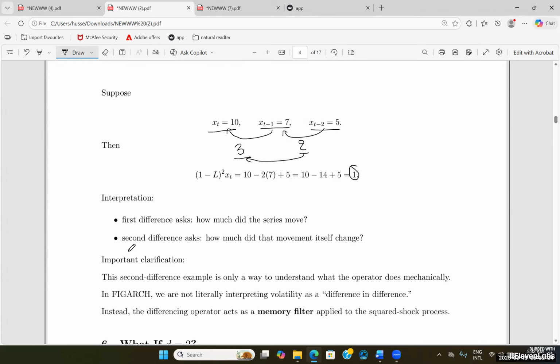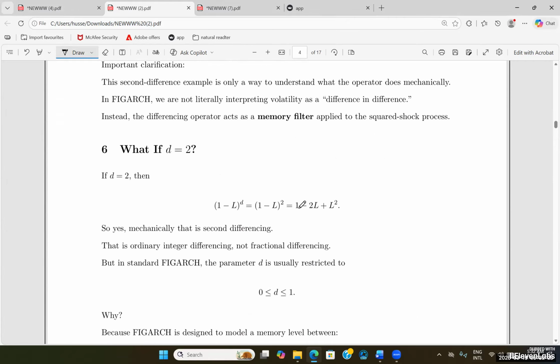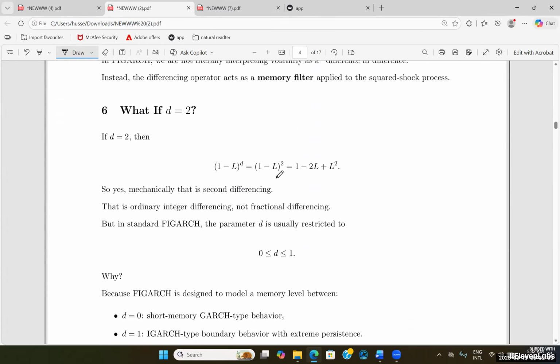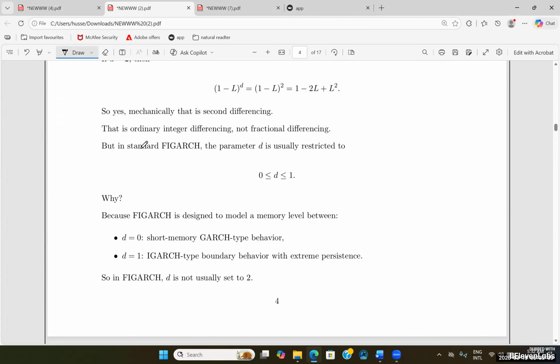This concept is precisely what we refer to as the second difference. It essentially describes how much the rate of change itself has altered. It's really important to become familiar with these specific kinds of terms, because doing so will be extremely helpful when we begin to study time series econometrics. Let's now return to the FIGARCH model, which primarily focuses on the D parameter, also known as the difference term.